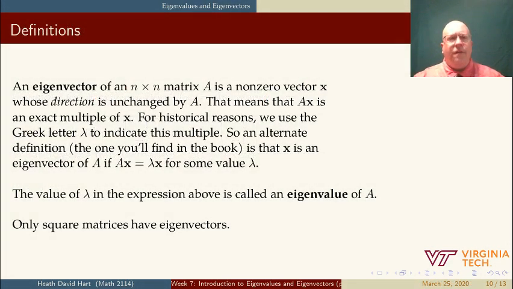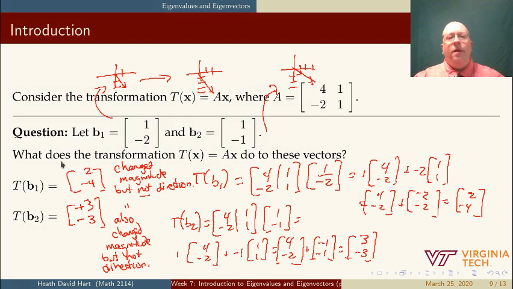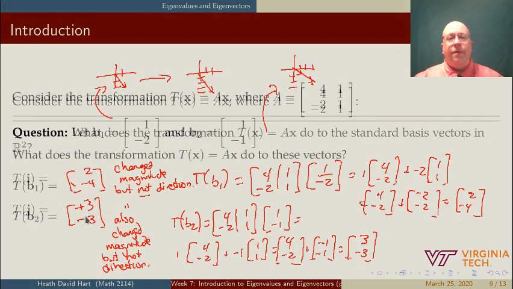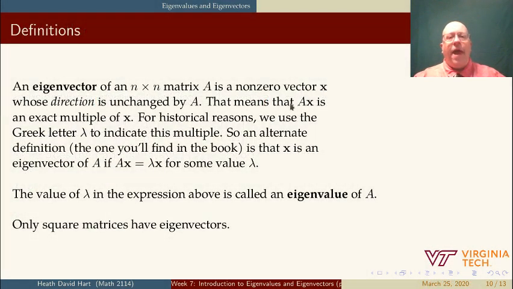So here's our definitions. An eigenvector of a matrix A, of a square matrix A, is a non-zero vector whose direction is unchanged by A. This means that A times X is an exact multiple of whatever X was to begin with. In this example, the transformed version of B1 is an exact multiple of B1 itself. In this case, the multiplier is 2. The transformed version of B2 is an exact multiple of B2 itself, but this time the multiplier is 3. So A of X is an exact multiple of whatever X was when we started.